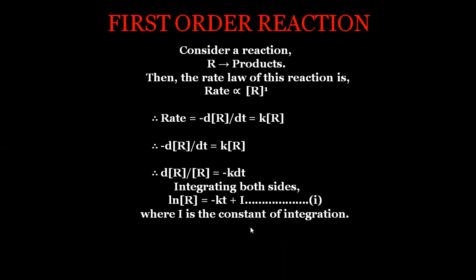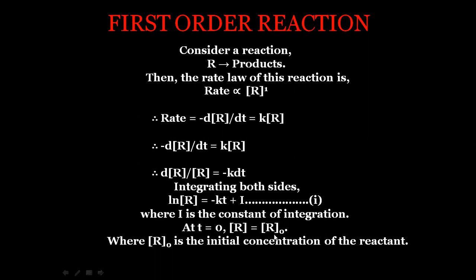Now again, we'll use the initial conditions: at time t equal to 0, r will be equal to r naught, where r naught is the initial concentration of the reactant, in a very similar way to what we did for a zero order reaction. So if I substitute this in equation 1, I put ln r naught, and minus k into 0, since time is 0. So what will I get as I?